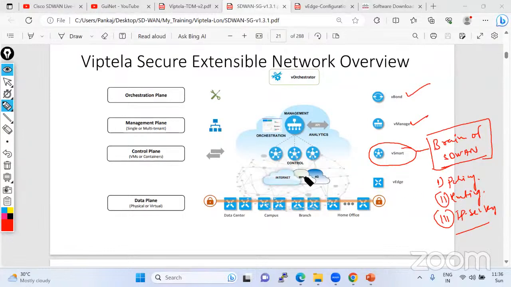Any routing decisions in a fabric that you want to take are always going to be taken care of by your vSmart. vSmart is the only responsible device. It is going to do the policy, the routing, the IPsec key exchange. Everything is going to be run by the vSmart. So it is the controller. All routing is stored in the brain, and the brain has the responsibility to share the routing information to different branch locations. I'll show how it is going to happen, so you guys can understand.